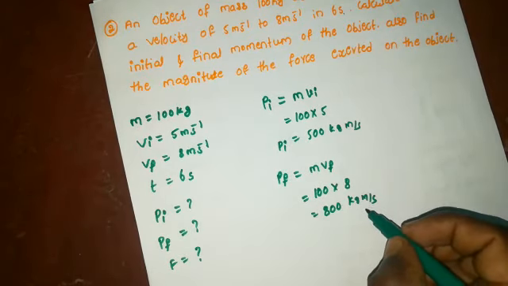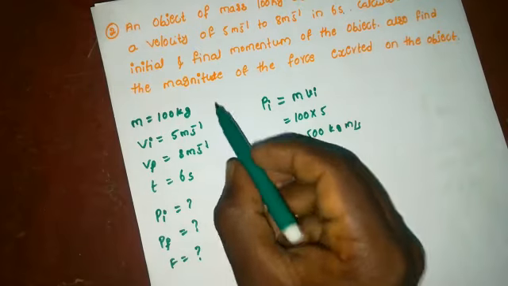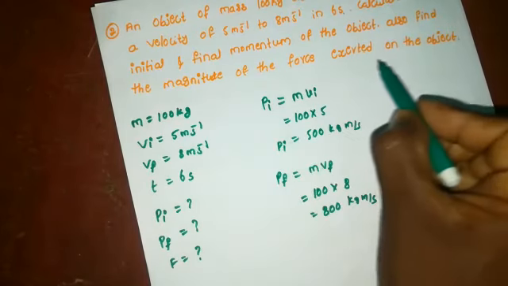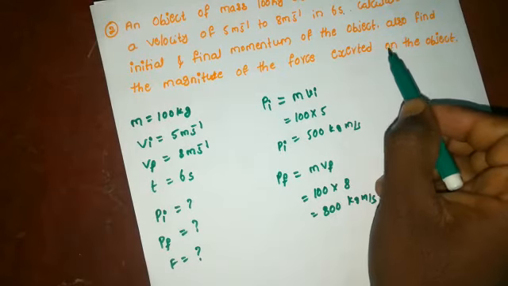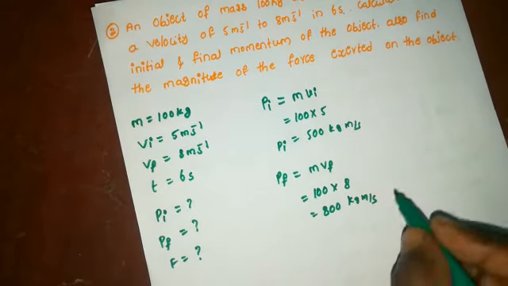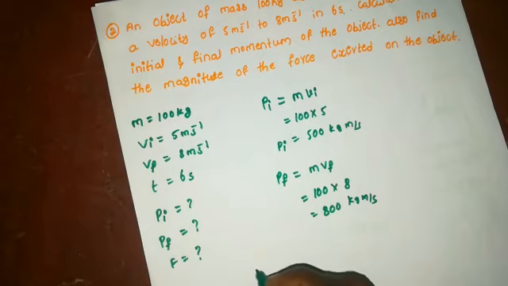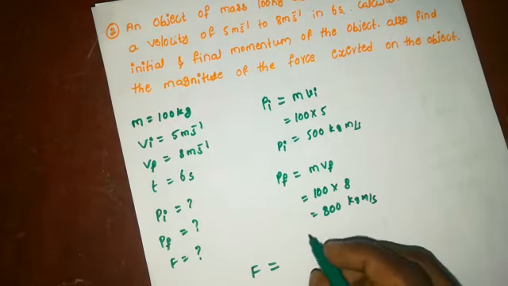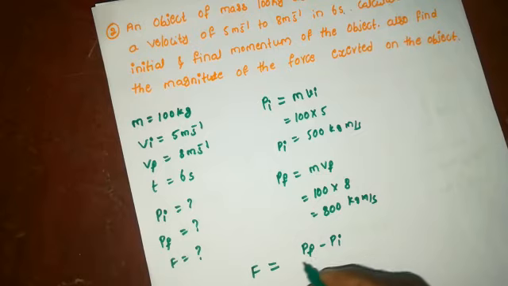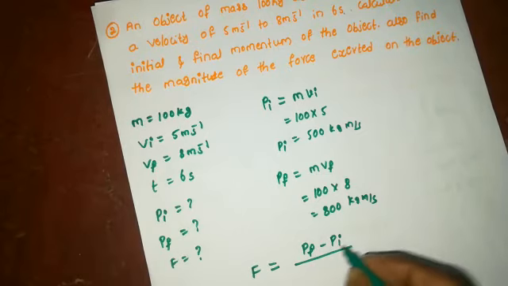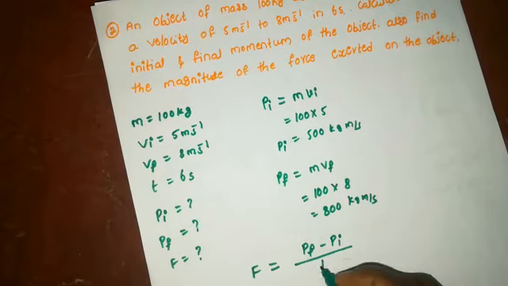Now we have to find out the second part, that is the magnitude of force. We know how to find the magnitude of force. Magnitude of force is equal to change in momentum divided by time. That is force F is equal to the change in momentum, that is pf minus pi, final momentum minus initial momentum, divided by time.